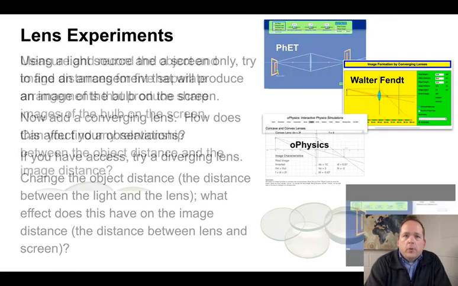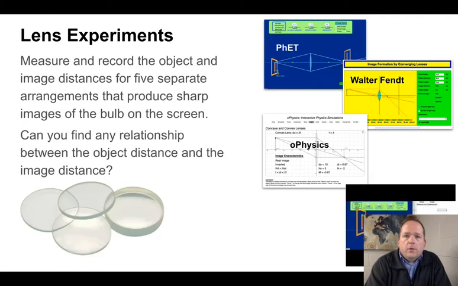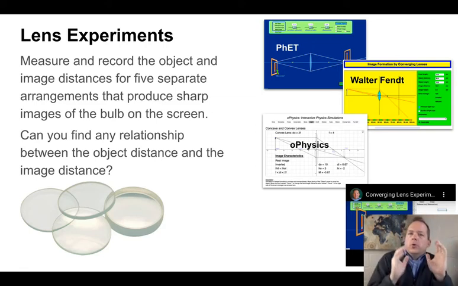Specifically, I'm encouraging you to experiment to actually measure some distances. In all of these simulators, there's either a little ruler or a grid that can be used to measure how far the object distance is, from the object to the lens, and then how far the image distance is, from the lens out to where the image is formed. I would encourage you to get a data set of doing that and see if you can find a relationship between object distance and image distance. When object distance increases, what happens to image distance?